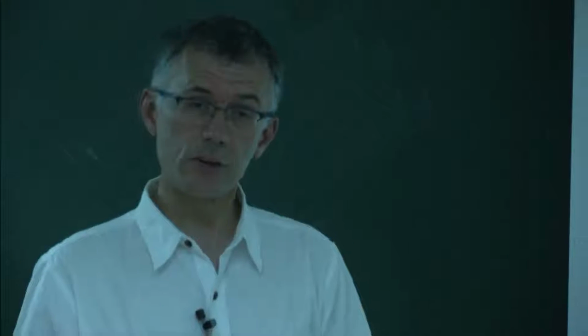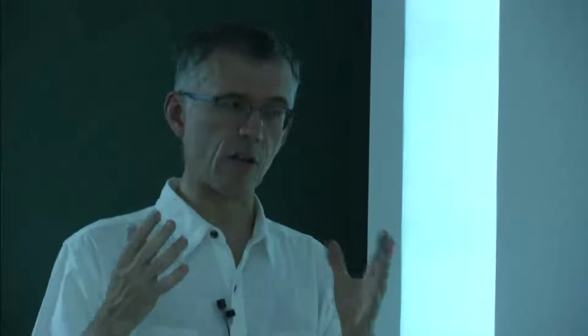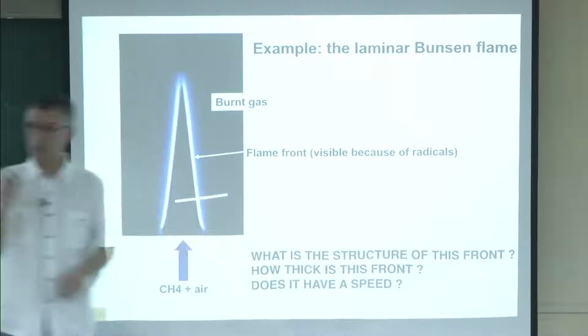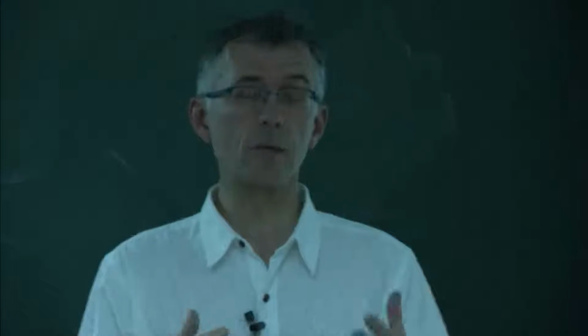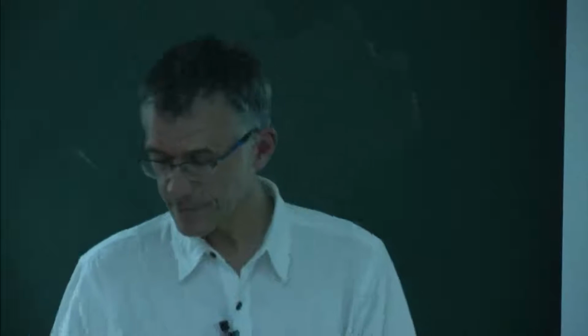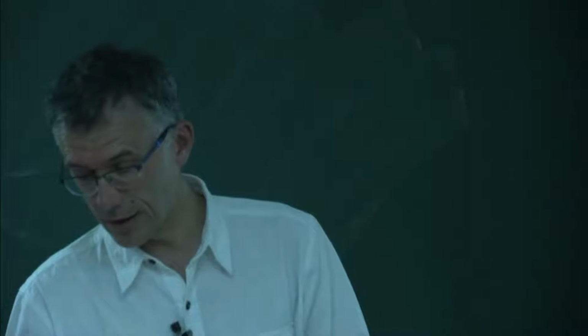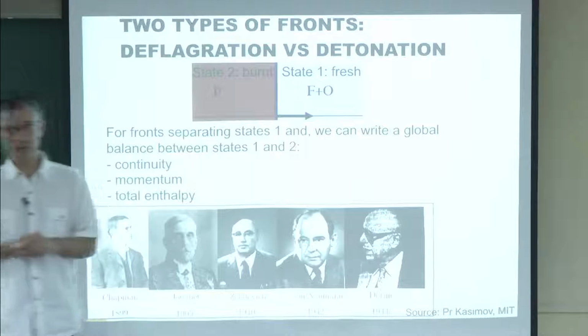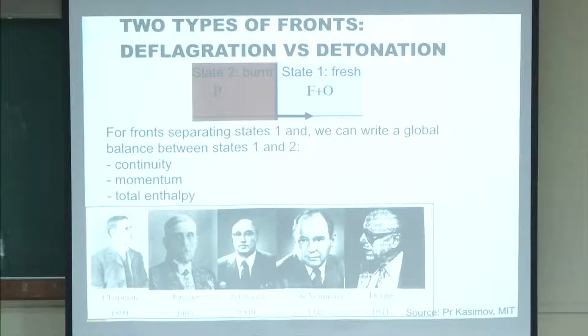Now, the interesting thing about this specificity of flames is that if things happen on the front, you can start seeing combustion as a front problem. You can ask yourself, what's the structure of the front? What is the thickness of the front? And what is the speed? Does it have a speed? That brings me to the first thing I want to do today, which is to start looking at what we call jump conditions for an interface.